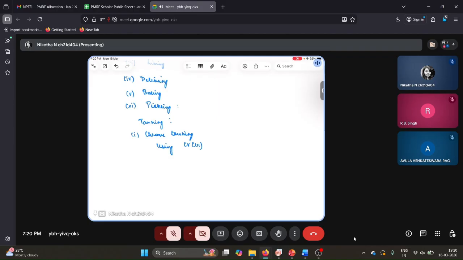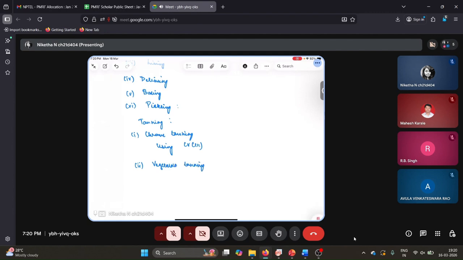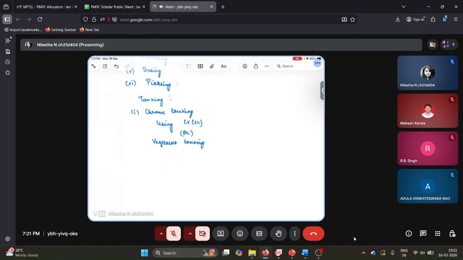Instead of this, we can also do vegetable tanning. Vegetable tanning is an alternative where some natural tannins in the bark and leaves will be collected from trees, and then that will be used for tanning instead of chromium.